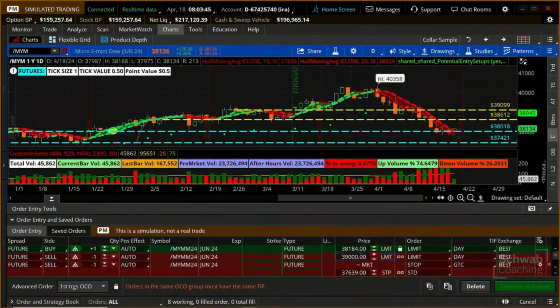Now, again, do the math in your head. If we go from about 38,000, almost 200, to 39,000, how many points is that? It's about 800 points. 800 points times 50 cents, we know in our head it's $400, okay? Now, we're going to go with GTC.